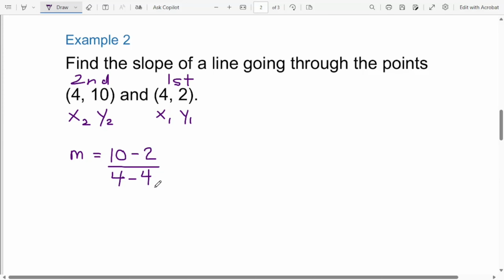Now, pay attention here, because 10 minus 2 is 8, and 4 minus 4 is 0. So we're dividing by 0. This is a vertical line, a line going through x equals 4. So this has an undefined slope. We can't divide by 0. It's undefined.